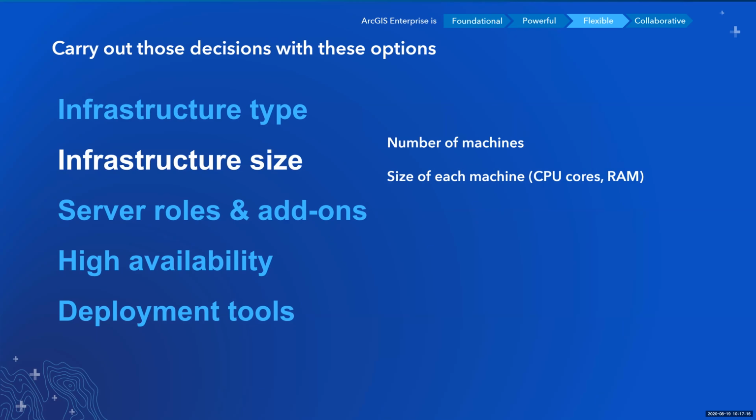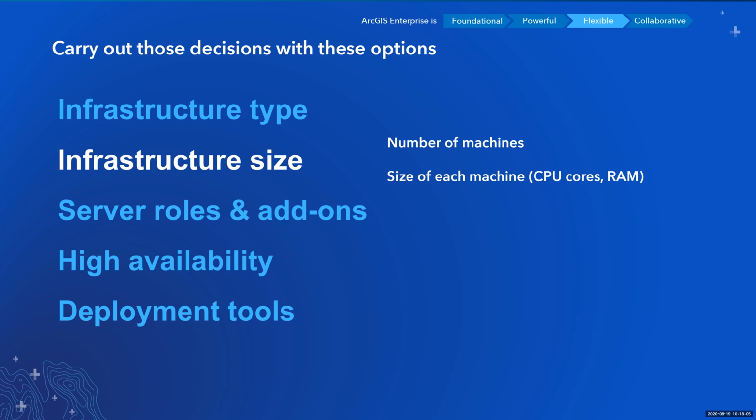And then on the infrastructure side, the size piece, you'll want to ask questions before deploying around how many machines do you want to use? How many machines do you need, maybe to separate out environments for different workflows or to support different systems? And how many can you manage, of course? And then in terms of the size of each machine, so thinking about size in terms of processing power or CPU, also thinking about size in terms of memory or RAM. So effectively with this one, it's how busy will your ArcGIS Enterprise be, right?